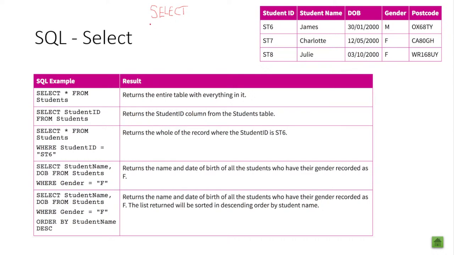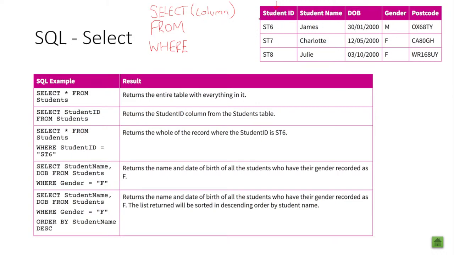So SELECT, FROM, WHERE. The first things I learned in SQL: select from where, right? So select, you're going to say, what column do you want to select? They're brackets, by the way. What column, right? Sometimes we use the word attribute for column, okay? So I might say, select what, right? Select the student ID column. So I'd write in there student ID.